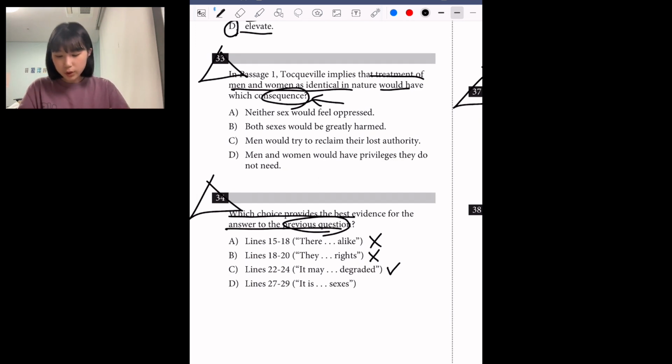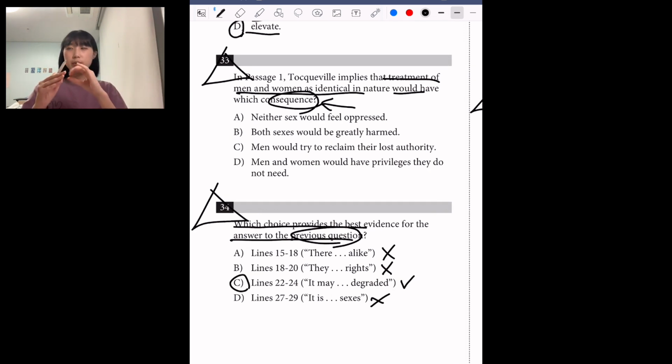So here we've established that D is not true, so C will be the answer. And going back to 33, what C implies, we're going to go back to it for a moment. It basically says that by attempting to make one sex equal to another, both are degraded. Now, SAT vocabulary plays a big part here. Degraded basically means being belittled, being kind of, well, the opposite of elevated, I guess.